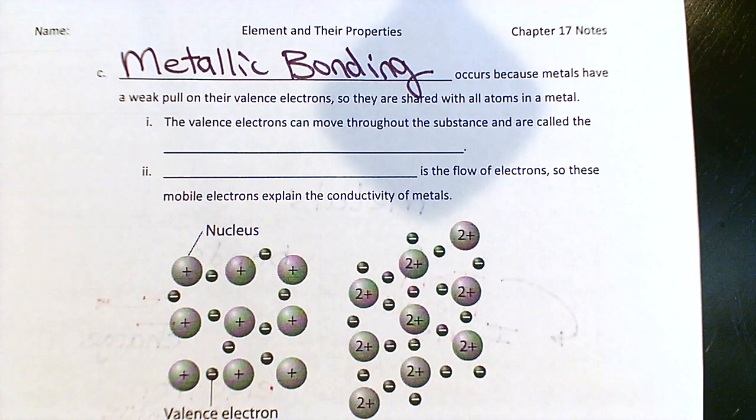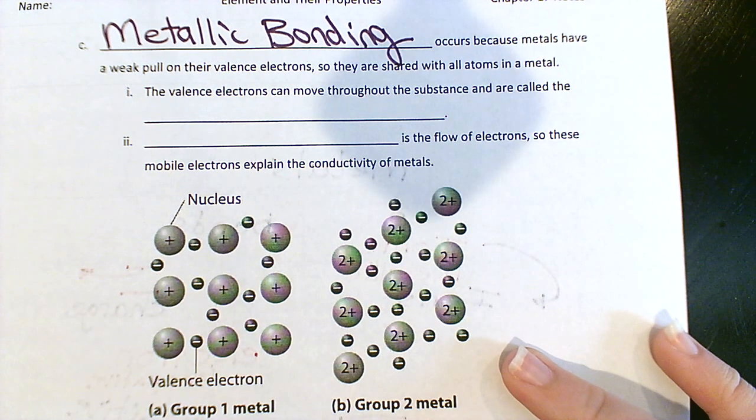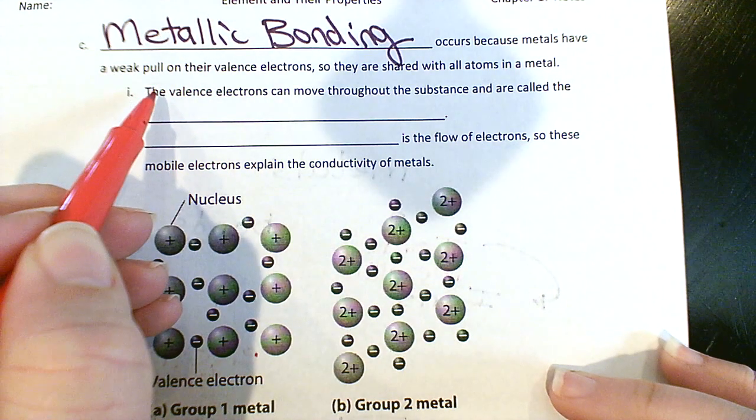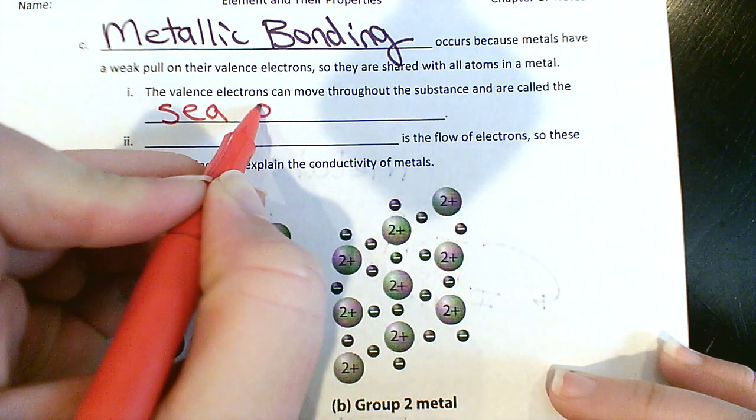We would say metallic bonding occurs because metals have a weak pull on their valence electrons. Remember, this is when they're bonding metal to metal, metal to another metal. Metals would always rather give away their electrons, but you can't give away electrons to an atom that doesn't want them. So instead, they just let them run around loose and shared between all of the atoms. The valence electrons can move throughout the substance, and we call them the sea of electrons.